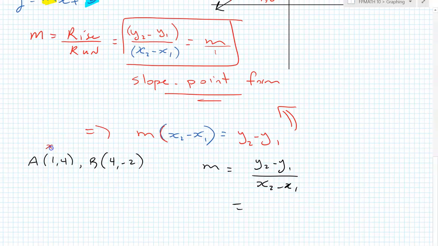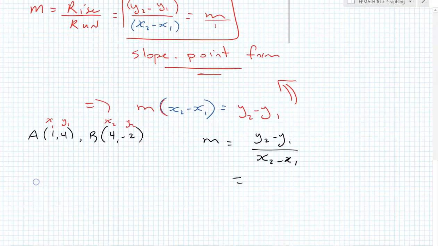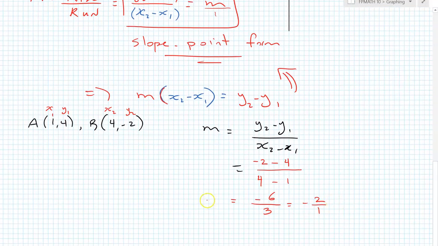So let's label first. That's x1, that's y1, x2, y2. Plug numbers in, very simple. So y2 minus y1: y2 is minus 2, minus y1 is 4, that's on top. In the denominator, x2 minus x1: x2 is 4 right here, and x1 is 1. Do the math. Minus 6 divided by 3, that's minus 2, or minus 2 over 1. That is your slope.